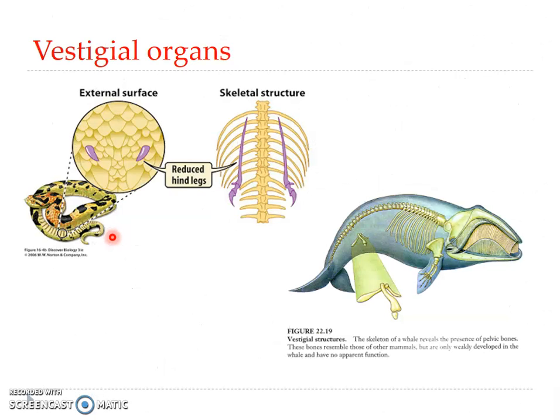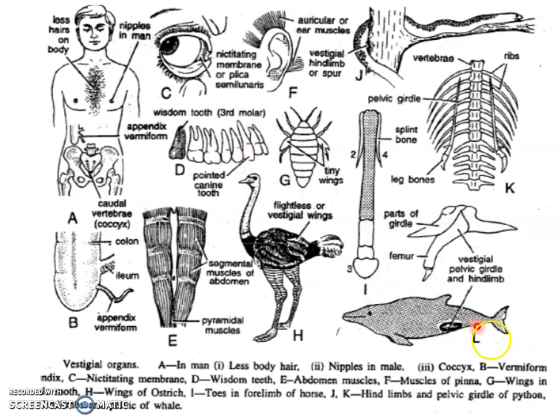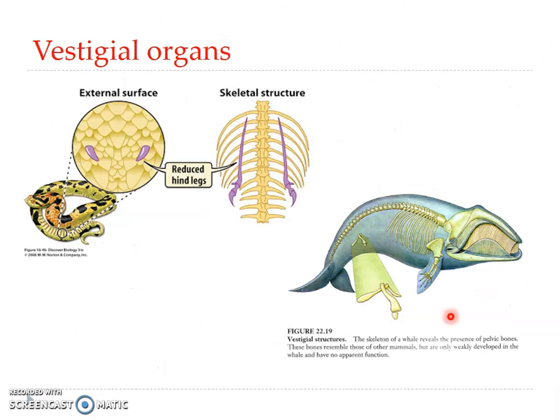You can see a few other examples here. That is the reduced hind legs of the python, and here you can see in the case of whales, the hind limbs and pelvic girdles again. So this is a structure, an enlarged one, and it is present. But externally it is not visible and hence it is not functional. So these are again examples of vestigial organs. I hope it is clear.